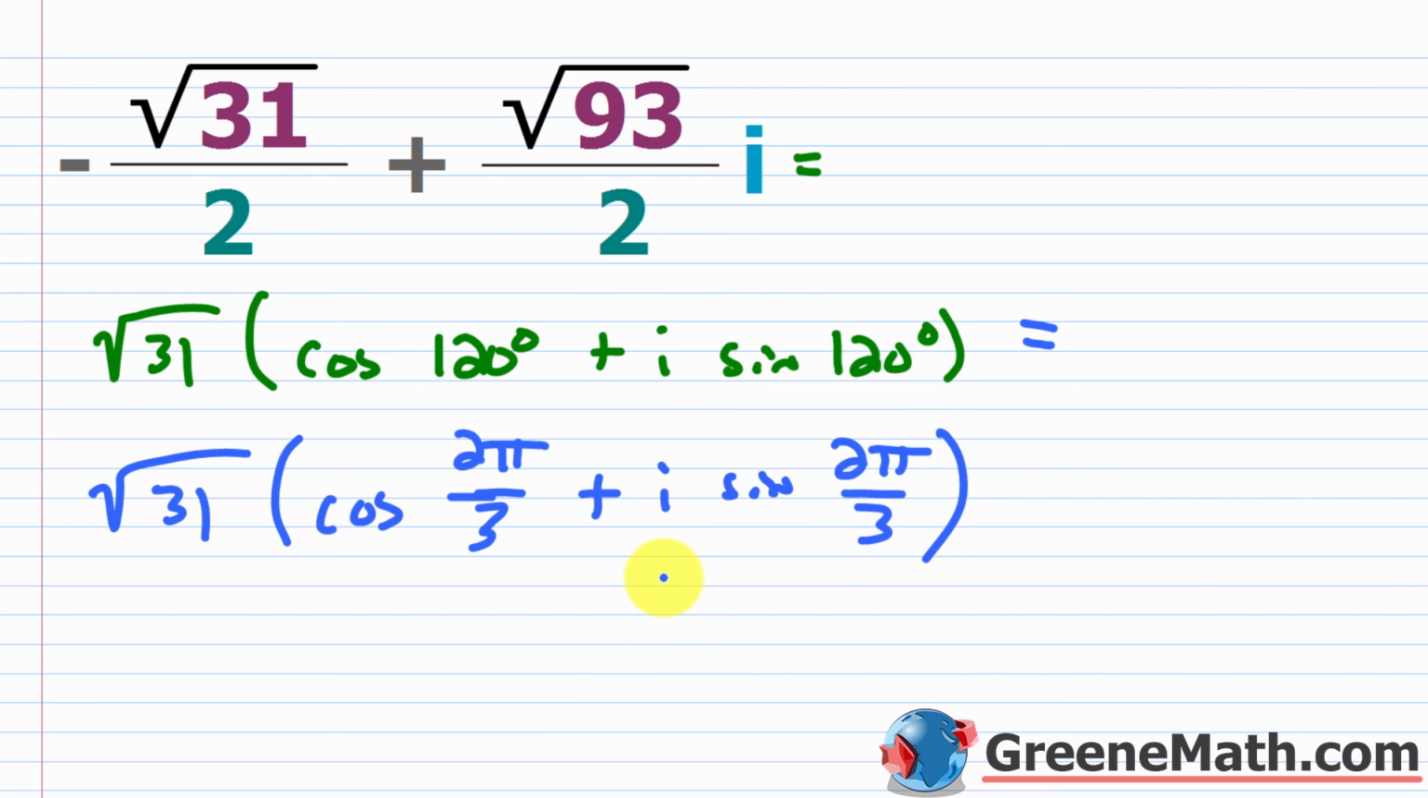And lastly, if you want to do your abbreviation, take your r value, which is square root of 31, and then times that CIS, the C, the I, and the S. So CIS, that's how you can remember that, and then times your 120 degrees.